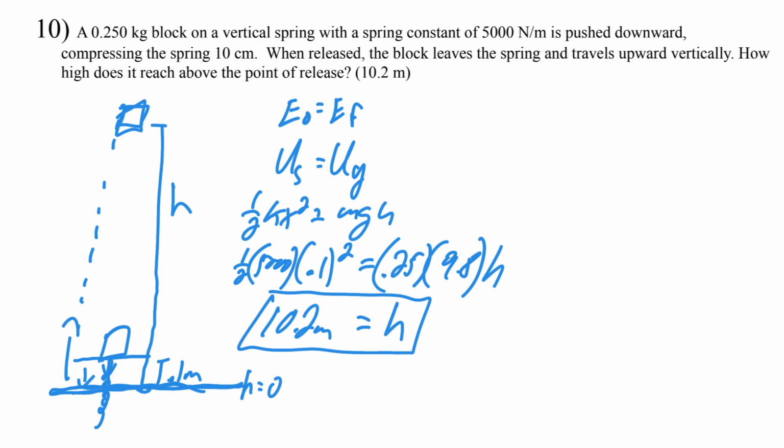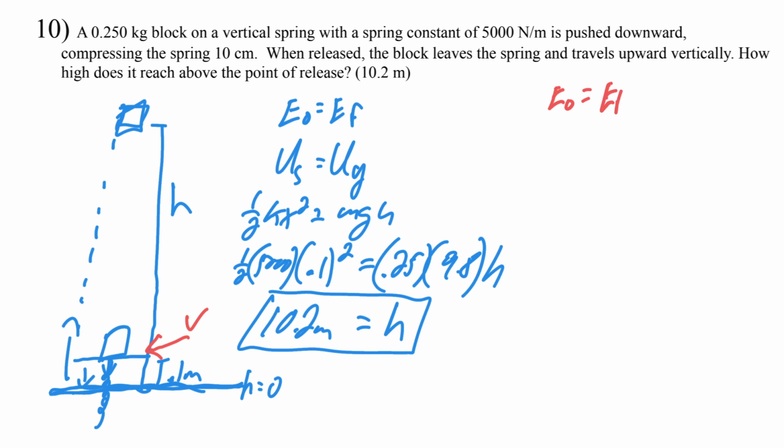I think that was too easy. Let's add a bonus question. So the bonus question is, what is the velocity right here? The velocity at release. How fast is it moving there? All right, so again we'll do our E initial equals E final.